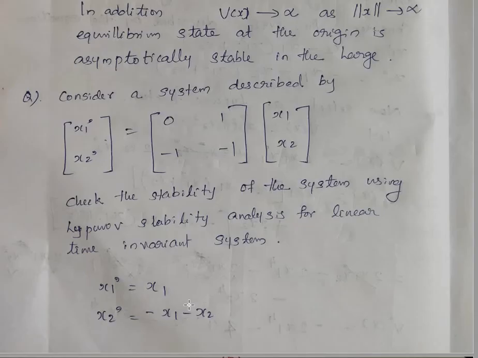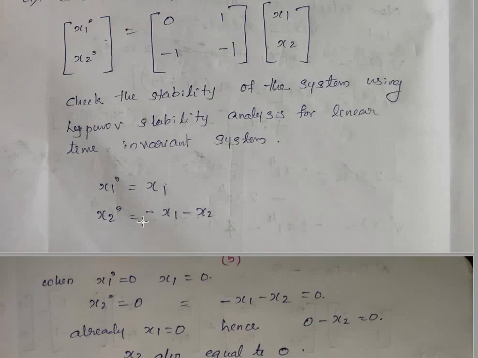Sorry, there is an error here. It is x1 dot is equal to x2, it is not x1, it is x2. Sorry, here the equations are x1 dot is equal to x2 and x2 dot is equal to minus x1 minus x2.